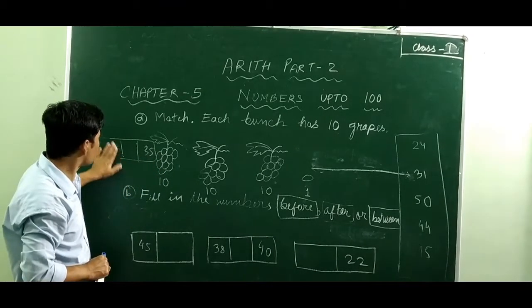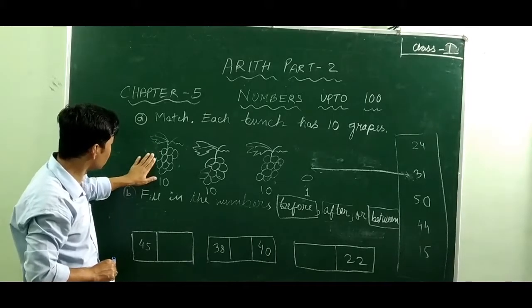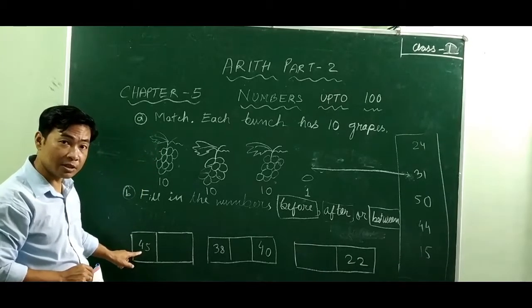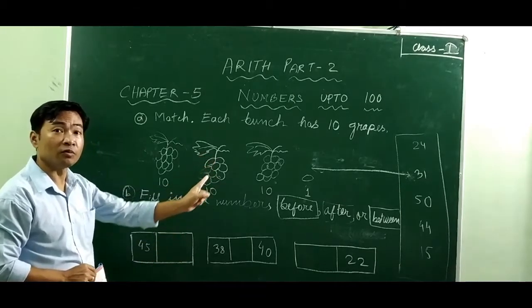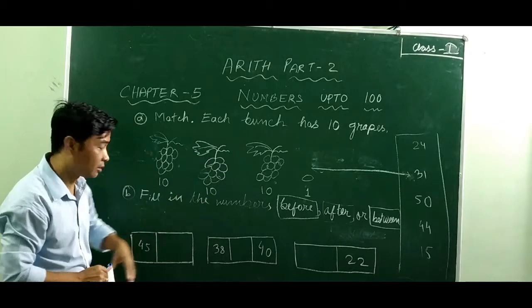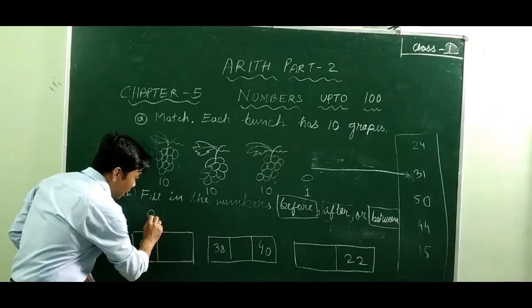So, let's start. Let's find out what we are supposed to do. We started here, the first box with number 45. Then we have to find the next one. So you are going to find the next number, that is after. So this is after.